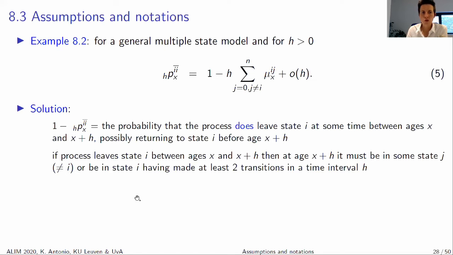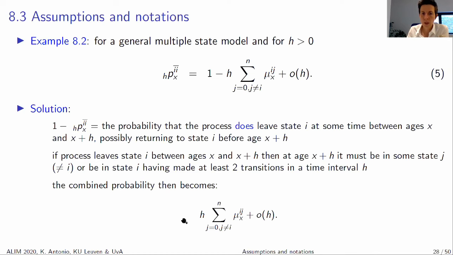Now, if the process leaves state i between x and x plus h, then it must be in some state j different from i, or it must be in state i, having made at least two transitions in a time interval of length h. Yeah. So what does that mean? If you don't stay in state i, then there are a couple of possibilities. So then it means that at x plus h, you will be in some state j which is different from i, or perhaps you're back in state i, but then at least you made two transitions.